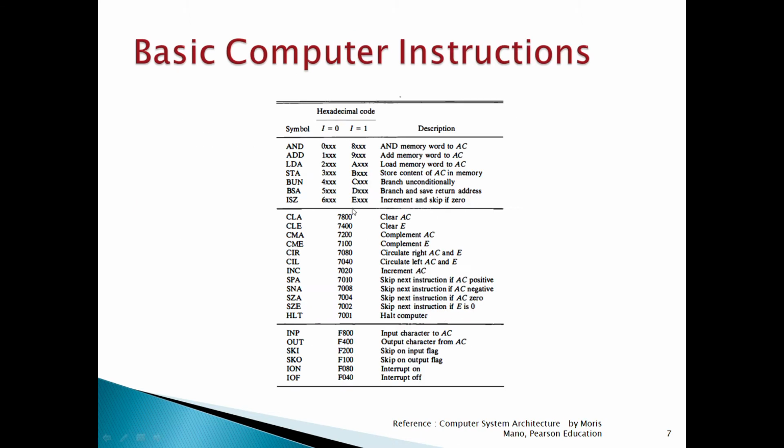Here is the list of the basic computer instructions under consideration. First one is AND. Here the hexadecimal codes have been written. If it is using the direct addressing, then this will be the hexadecimal code. If it is indirect addressing, then it will be the hexadecimal code. Now AND basically applies the AND operator between the contents of the accumulator and the memory word.